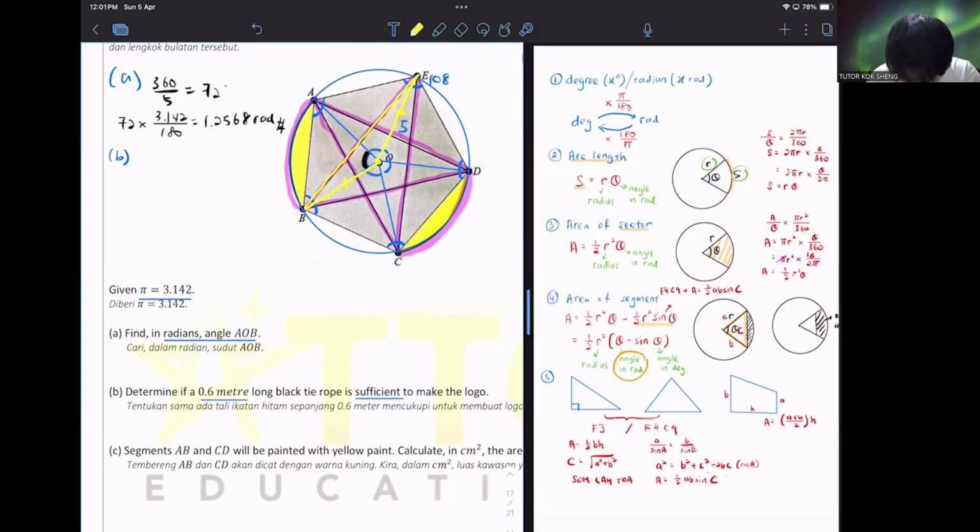Okay. This angle here, we also have already. We found one, AOB, 72. Two of them, times 2, because they are all the same. So this angle should be 144. 72 times 2, 144.